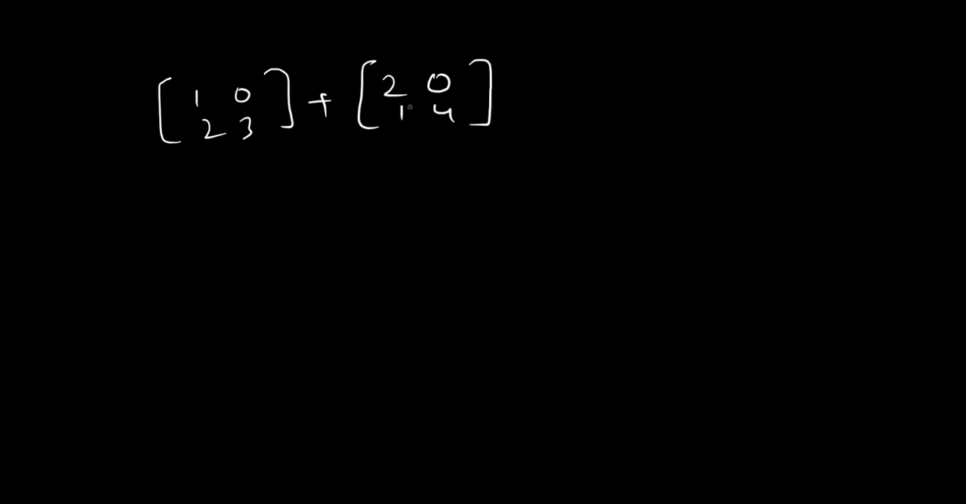Going ahead, we will see the example. If we take 1 0 2 3 plus 2 0 1 4, it's really simple. We will add: 2 plus 1 is going to be 3, 0 plus 0 is going to be 0, 2 plus 1 is going to be 3, and 3 plus 4 is going to be 7. So this is the addition.